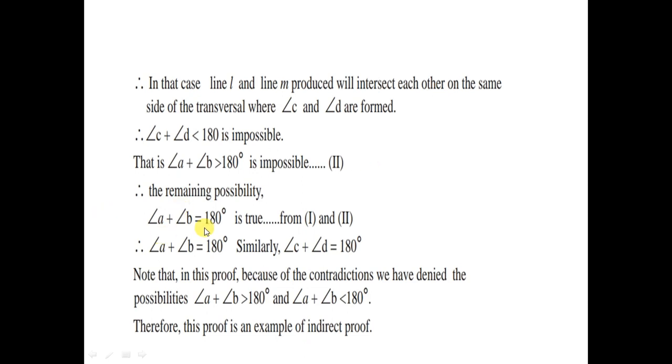Then the third possibility: angle A plus angle B is 180 degrees. Since the first two conditions are wrong, the third condition is obviously true. Therefore angle A plus angle B is 180 degrees, and angle C plus angle D is also 180 degrees. This type of proof is called an indirect proof.